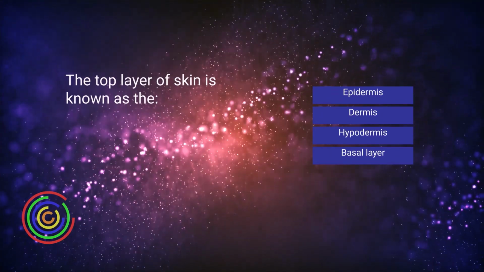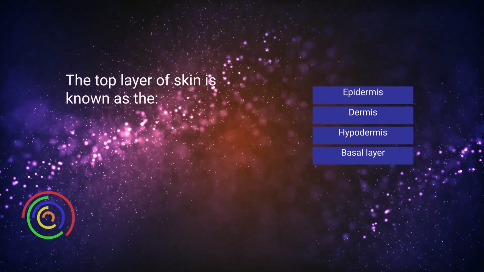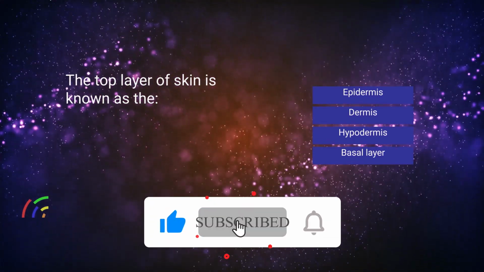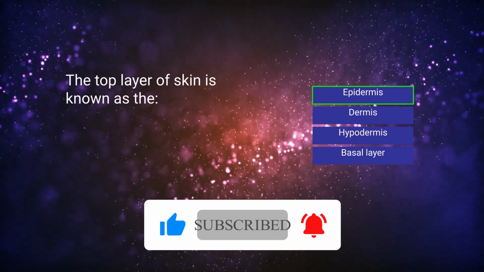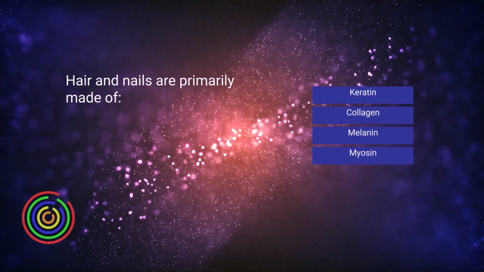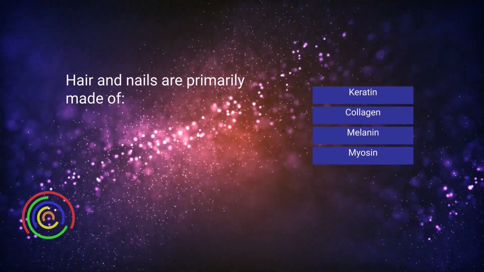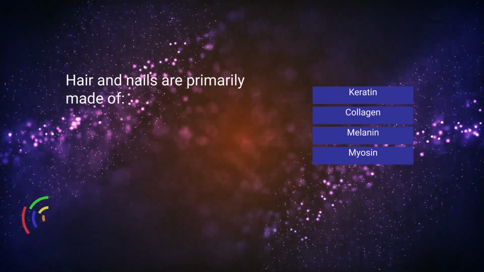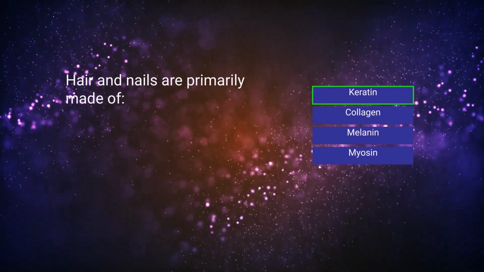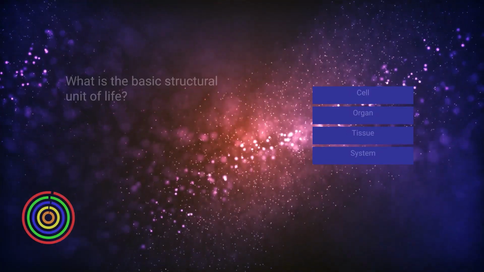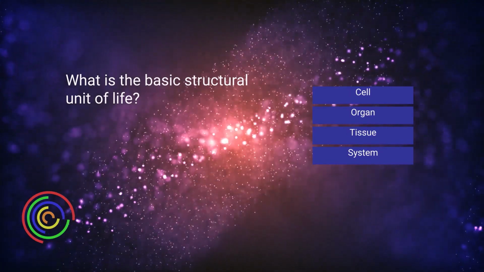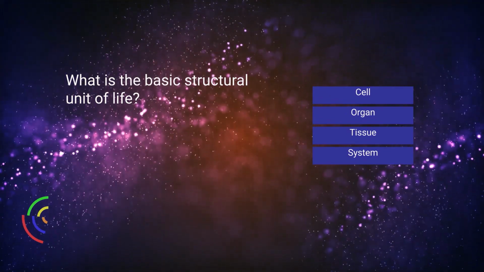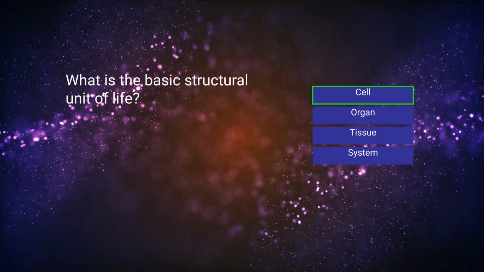The top layer of skin is known as epidermis. The hair and nails are primarily made of keratin. What is the basic structural unit of life? Cell.